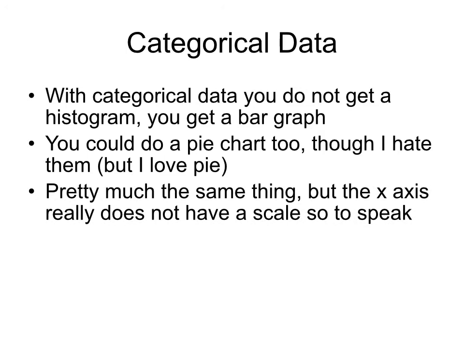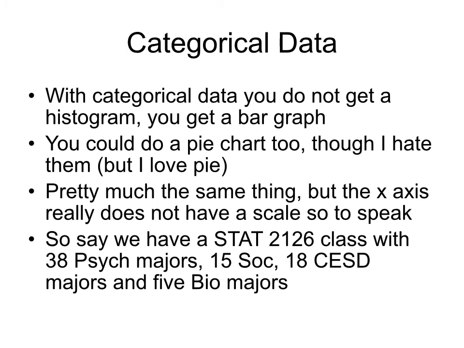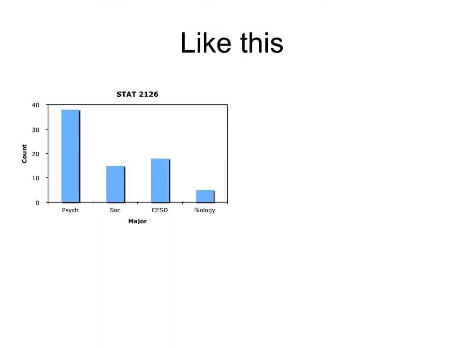The bar graph is pretty much the same thing as a histogram, but the x-axis doesn't have a scale. Right? And how can it? So let's say this is from an old stats class, back when sociology and psychology people used to take that. Let's say it looks like this. So there you go. Now look, this doesn't mean anything. Is sociology twice the program that psychology is? Not even close.